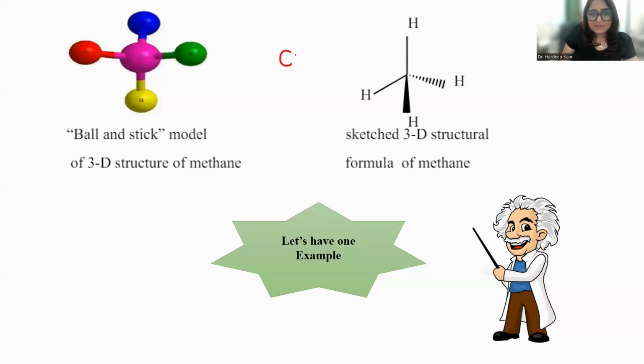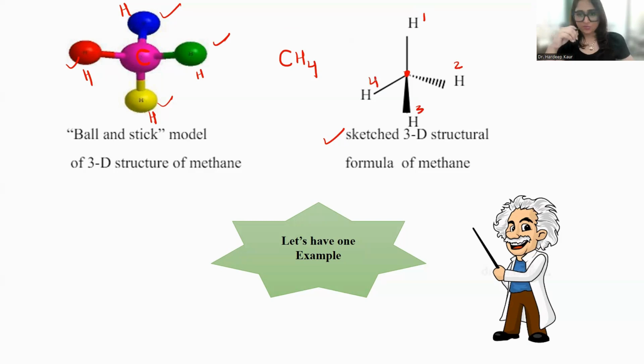Methane is CH4, meaning these four are hydrogens, and this is a carbon. This is hydrogen, this is hydrogen, this is also hydrogen, this is also hydrogen. So this is a ball and stick model. But if you draw the 3D structure formula, then you will see it like this. This is the chiral carbon to which the first, second, third, and fourth hydrogens are attached.